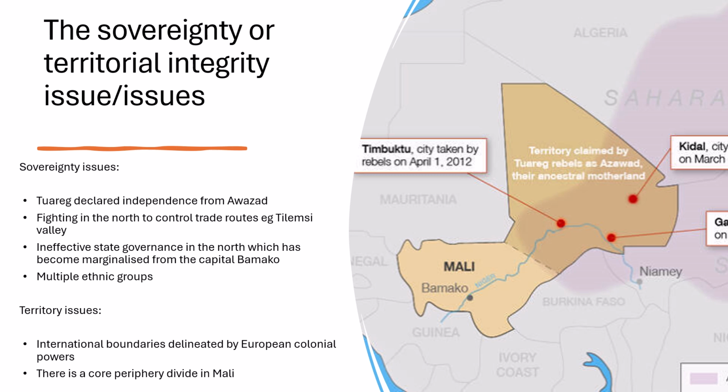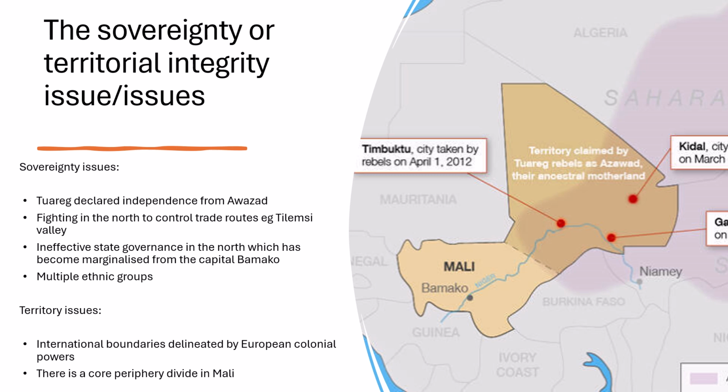So in terms of sovereignty, the Tuareg tried to declare independence from the south. They tried to establish themselves as their own country but failed. There has been fighting in the north as a consequence of that, and particularly trying to control some of the trade routes in and out of the north, somewhere called the Timbuktu Valley. There's been very little effective state governance in the north because of the fighting and the conflict between different tribal groups there, and because of the geography of it, the extreme aridity and the difficulty in building and establishing infrastructure.